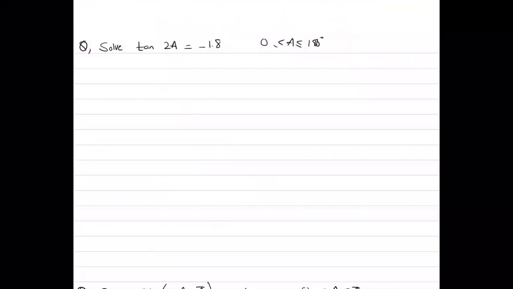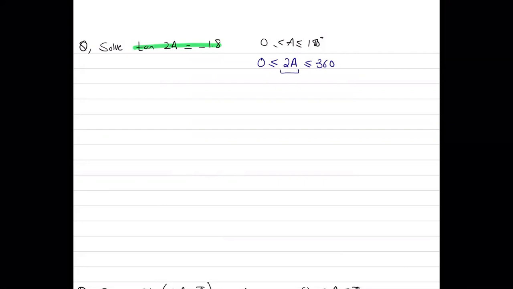Now solve tan 2a equals negative 1.8. The working is similar, just the first step is going to be changed. Over here you have twice the angle, but the domain for a was given from 0 to 180. So first you set the domain. If a is between 0 and 180 degrees, then 2a is between twice 0, that is 0, and twice 180, that is 360. Now I'm going to solve for 2a and find all the angles between 0 and 360 degrees.